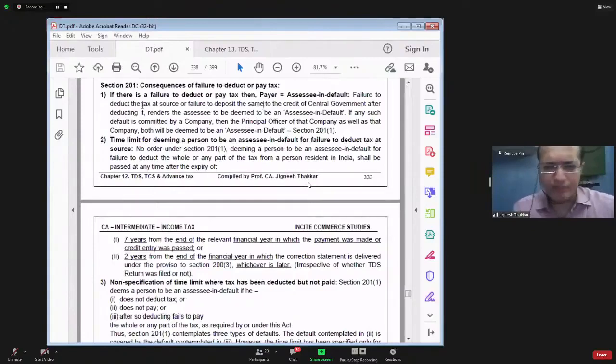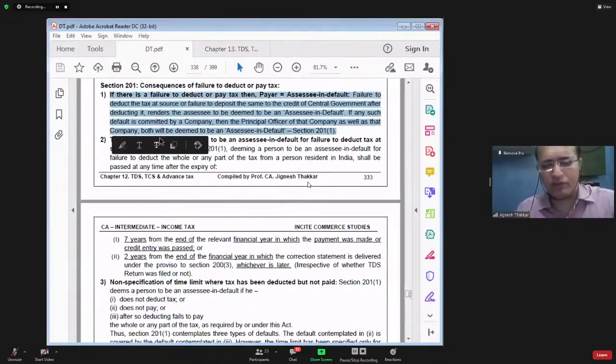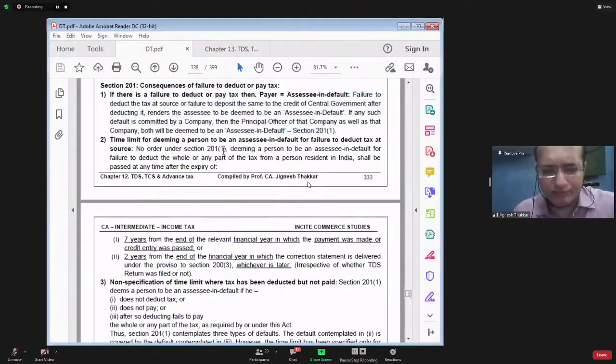I repeat, payer has to deduct tax and pay tax to the government. If there is a failure on the part of the payer either to deduct tax or to pay tax, then in that case payer will be considered as assessee in default. If payer is considered as assessee in default, then penalties will be levied on the payer.